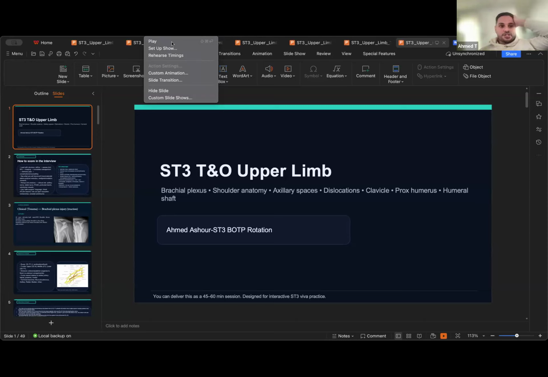So our first patient here is a 24 years old male, had a high speed road traffic accident with severe shoulder pain.